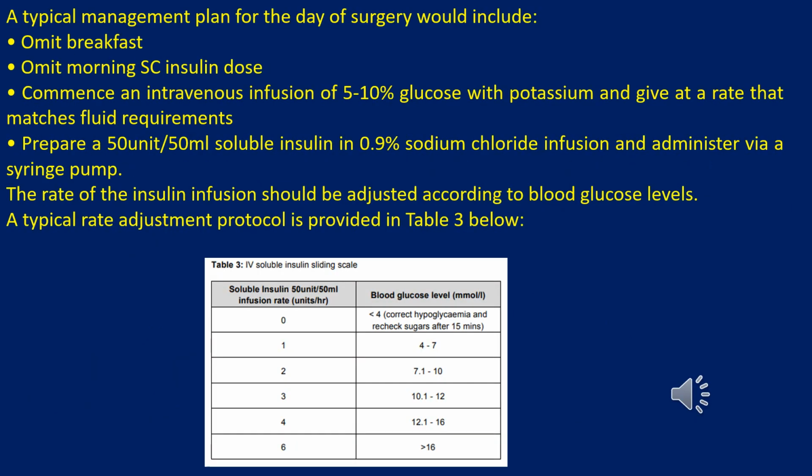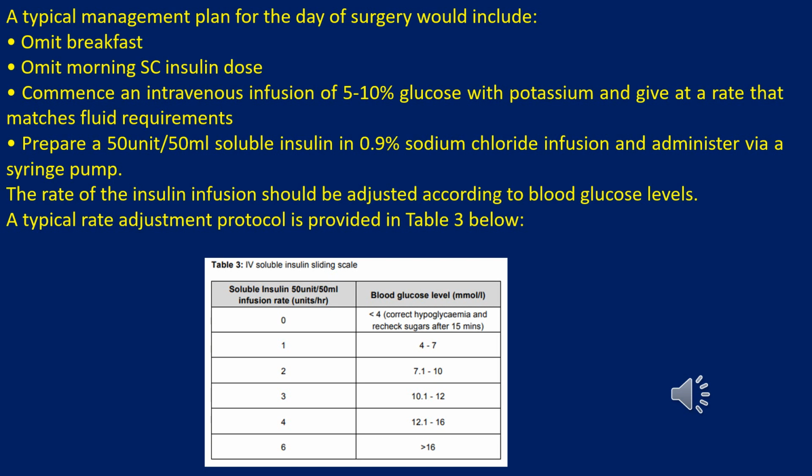A typical management plan for the day of surgery would include 1. Omit breakfast. 2. Omit morning subcutaneous insulin dose. 3. Commence an intravenous infusion of 5 to 10% glucose with potassium and give at a rate that matches fluid requirements. And 4. Prepare a 50 units per 50 ml soluble insulin in 0.9% sodium chloride infusion and administer via syringe pump. The rate of the insulin infusion should be adjusted according to blood glucose levels.